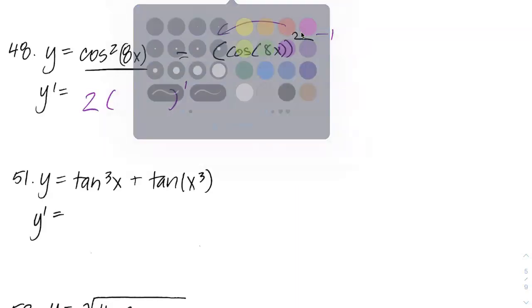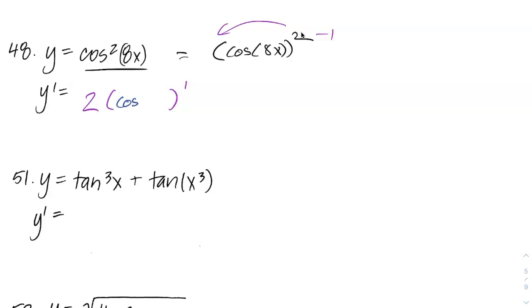Then I want to leave the inside alone. Inside is cosine of 8x, times by the derivative of the thing you just left alone. So I just left cosine 8x alone, so I get times by the derivative of that. That itself is a chain rule, right? Derivative of cosine is negative sine. Leave the 8x alone. And then times by the derivative of the thing you just left alone.